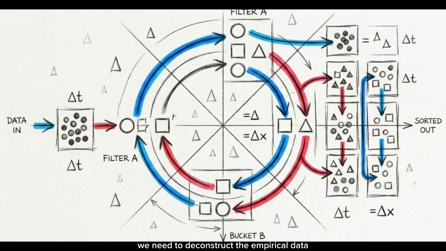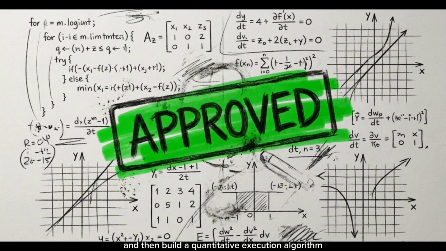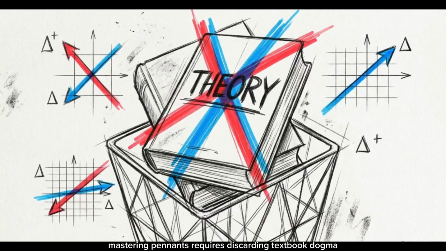We need to deconstruct the empirical data, identify the specific structural modifiers that dictate success, and then build a quantitative execution algorithm. Mastering pennants requires discarding textbook dogma. We have to trade based on empirically validated filters.